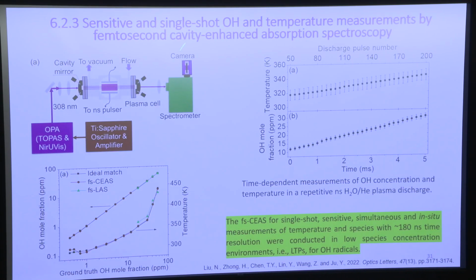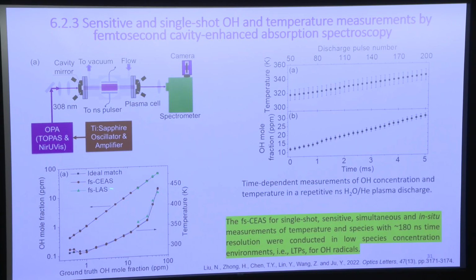And another thing you try to measure is OH. OH is one of the most important species in plasma-assisted combustion because at low temperature they form a lot of O, and O will become OH. But the concentration is very low. So how do you measure the OH very sensitively?